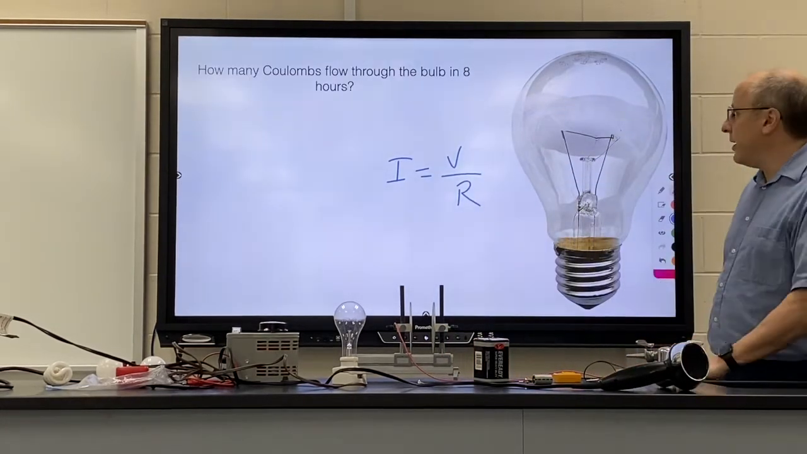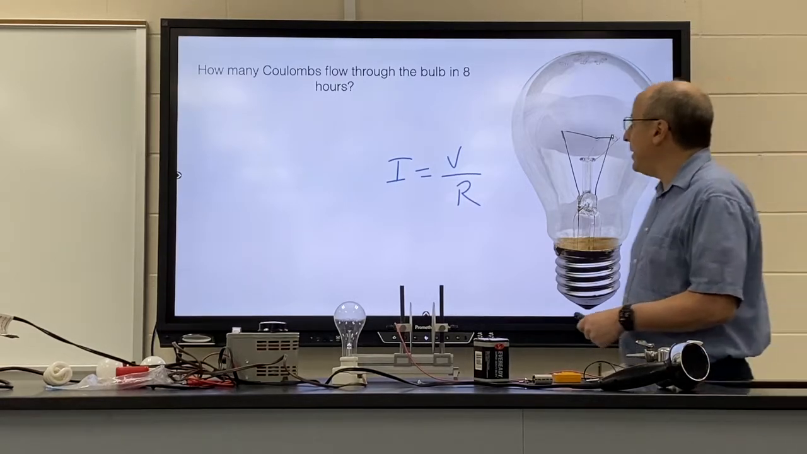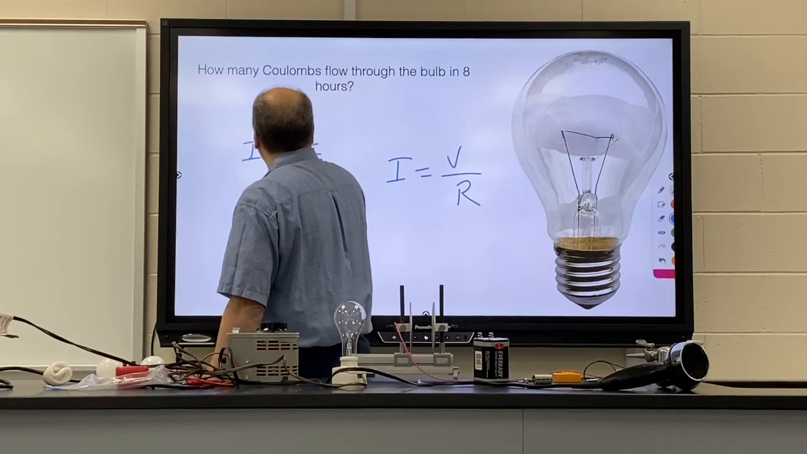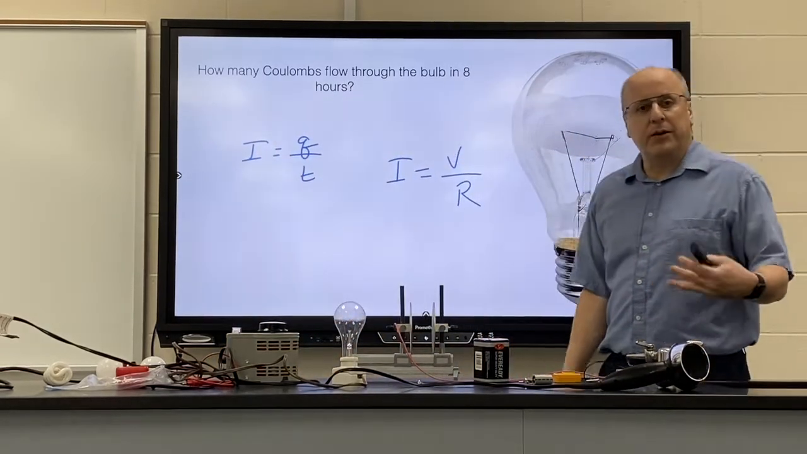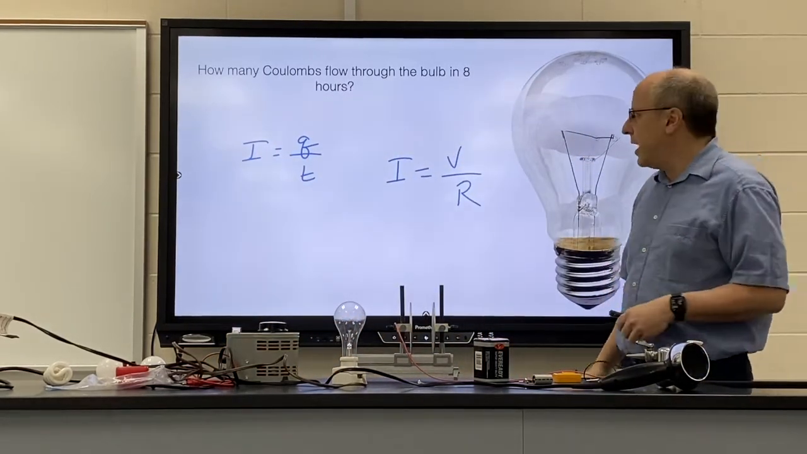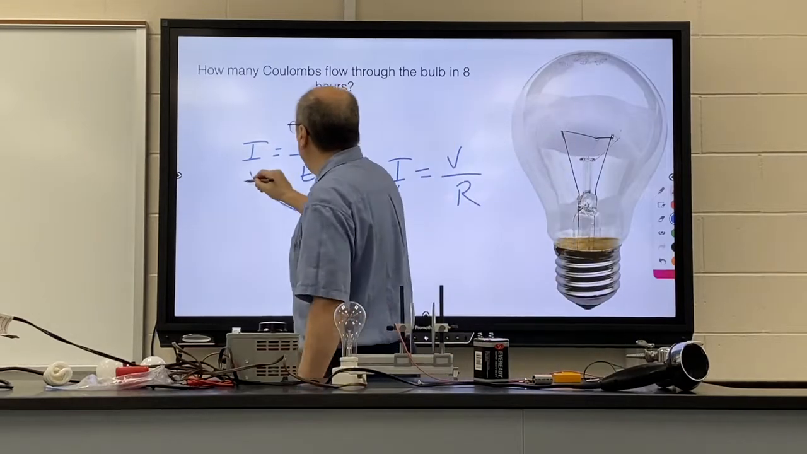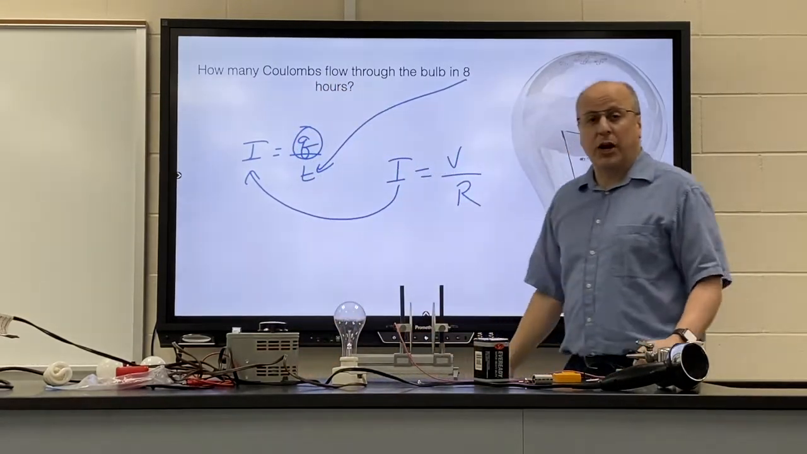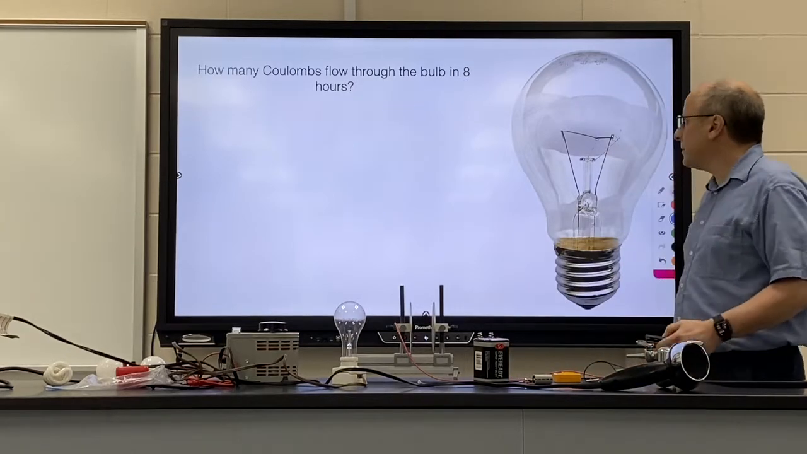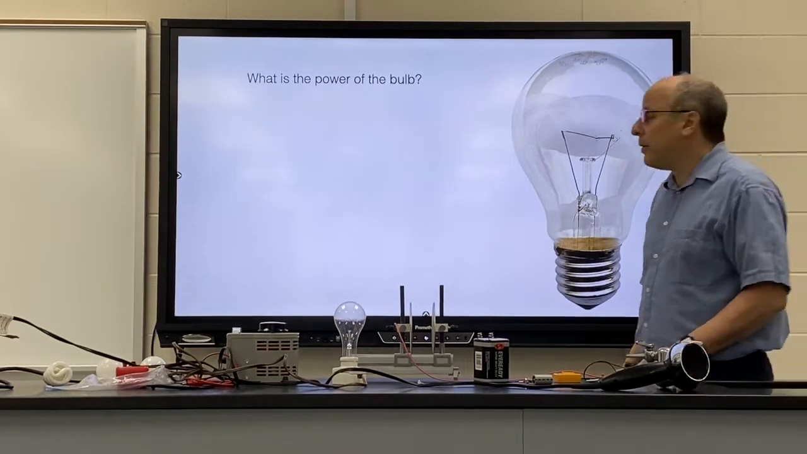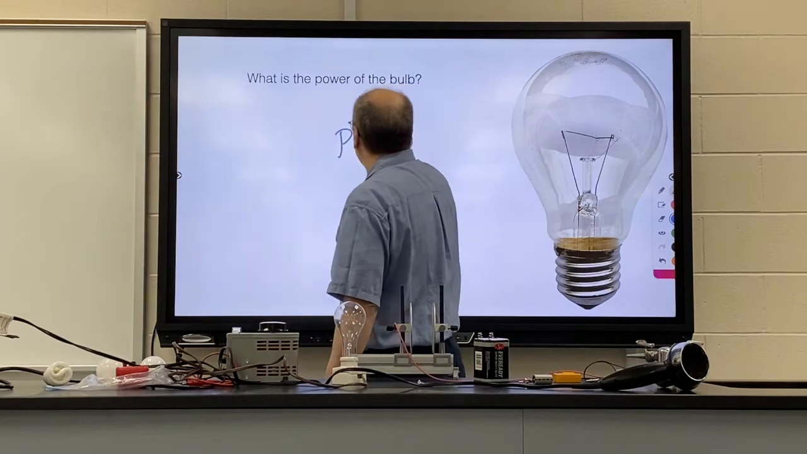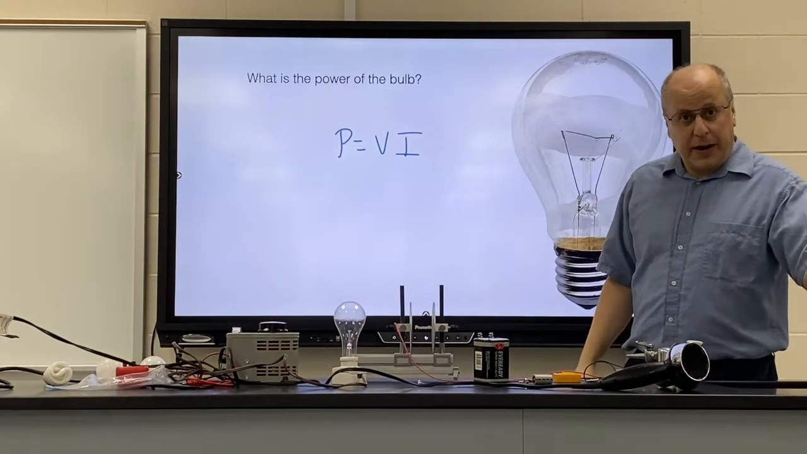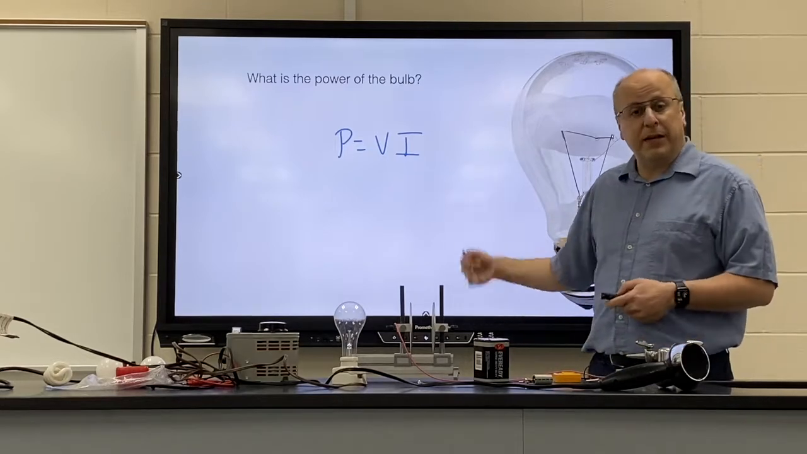Once you have the current, find out how many coulombs will flow through. We haven't used this one in a while, but current equals charge over time. Take your current, put it in here. Take your 8 hours, put it in here. Solve for the charge. Find the power. 120 volts, we're in America. I, use whatever you got as your current.